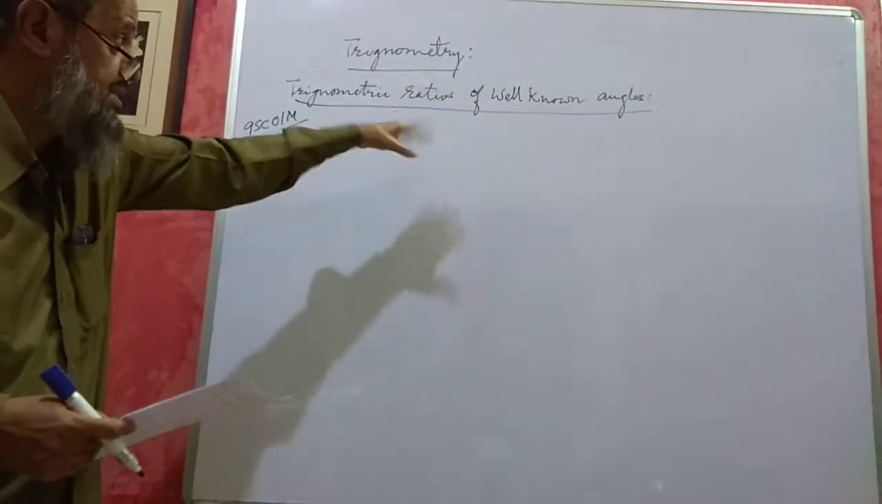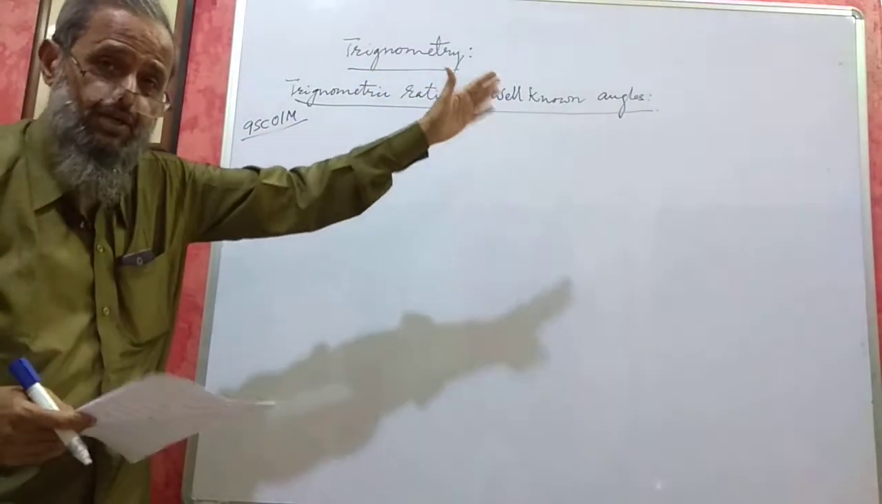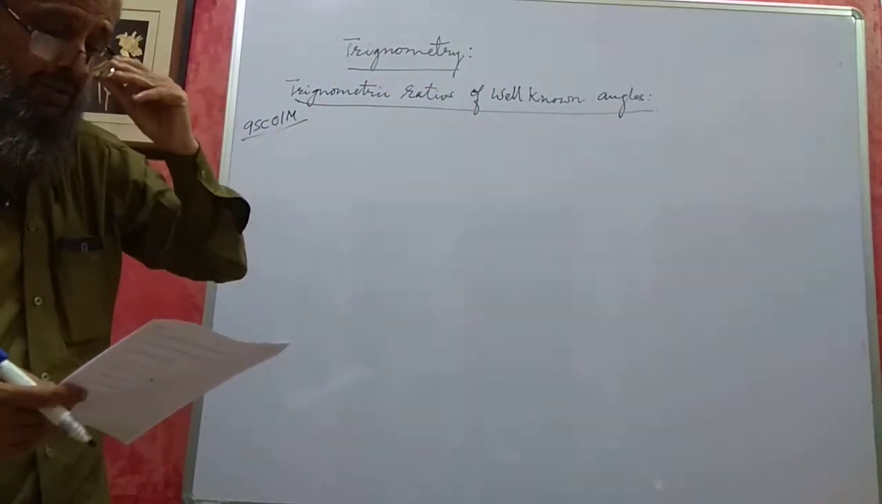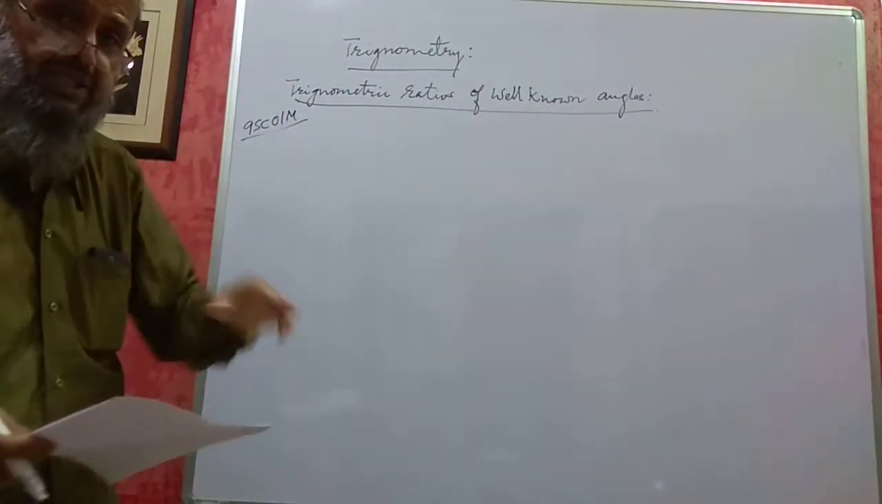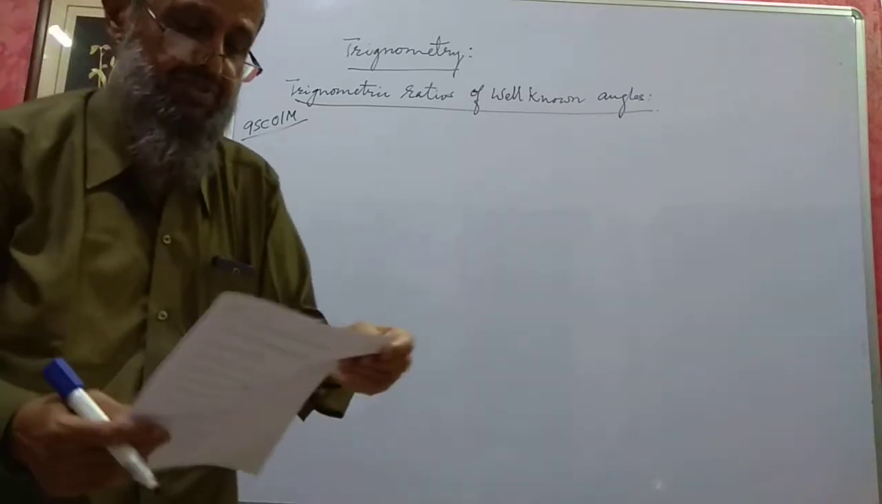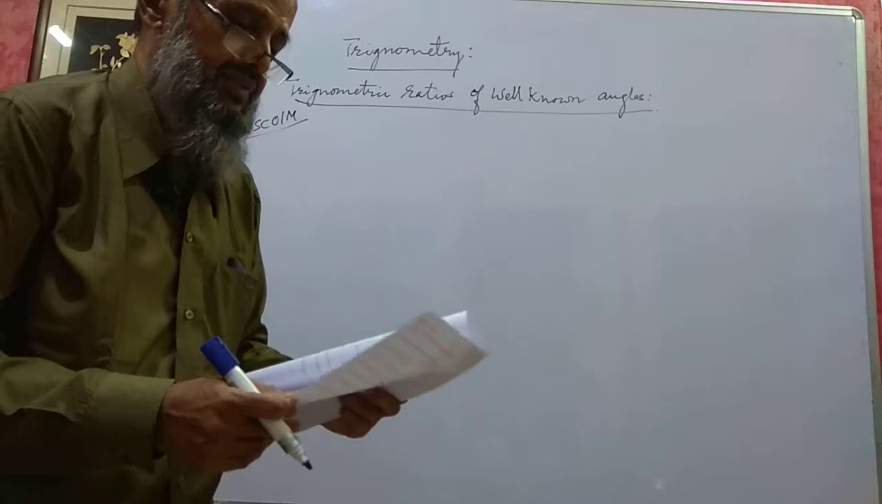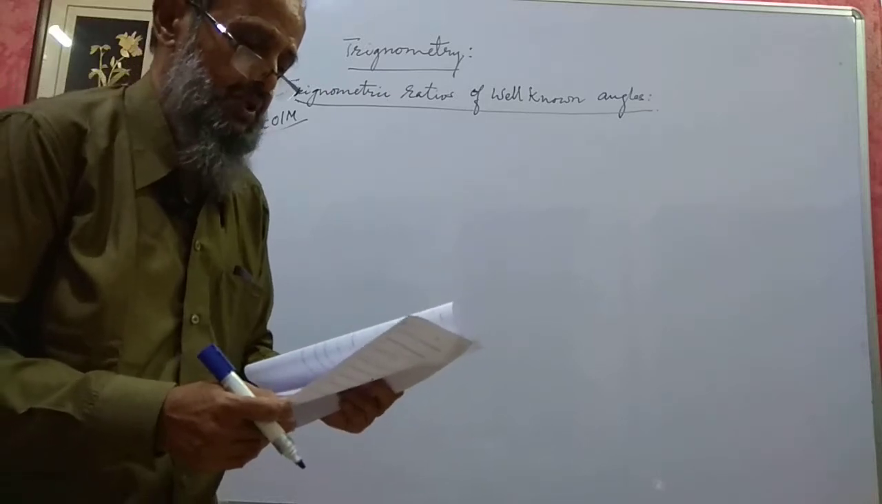Same thing, trigonometric ratios of well-known angles. We have seen how to find the values of trigonometric ratios of well-known angles. We were doing problems. I have done a couple of problems in the previous video. I am doing some more problems for the benefit of students in this video.